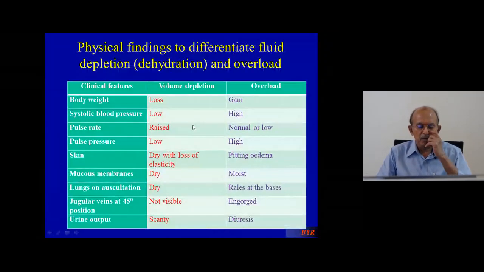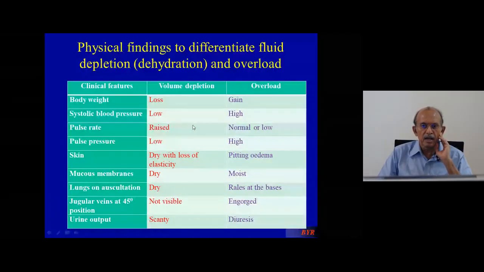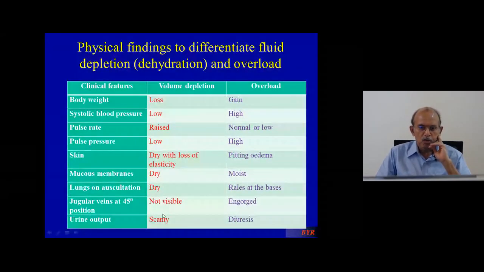Regularly, you must monitor whether the patient is getting overhydrated or underhydrated by these factors. You look for the body weight, systolic blood pressure, pulse rate, pulse pressure, skin turgidity, mucous membranes, lungs, jugular veins, urine output. So volume depletion means body weight is low, blood pressure is low, pulse rate is raised, pulse pressure is low, skin is dry, inelastic, mucous membranes are dry, lungs dry, jugular veins not visible, the urine output is scanty.